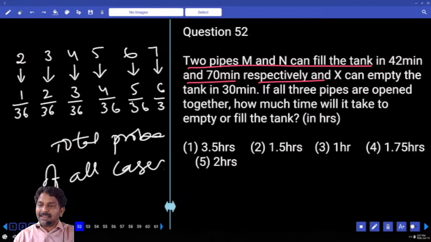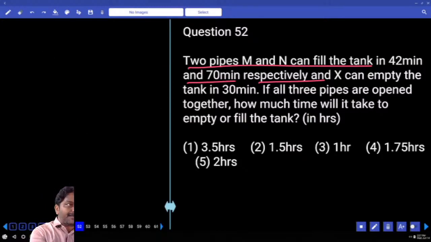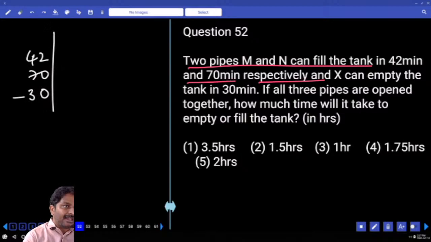Two pipes M and N can fill a tank in 42 minutes and 70 minutes respectively. X can empty the tank in 30 minutes. If all three pipes are open together, how much time will it take to empty or fill the tank? Okay, right. Three pipes are there, two are inlet pipes, 42, 70, and then 30. The third pipe is an empty pipe which does negative work, correct?